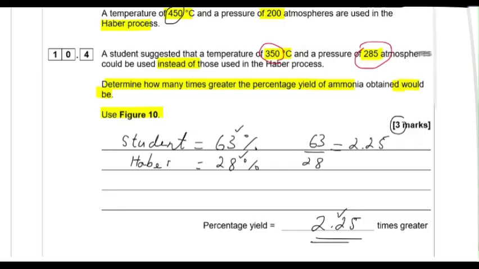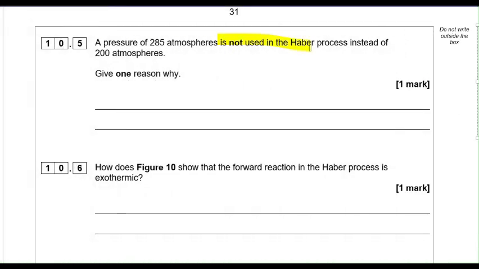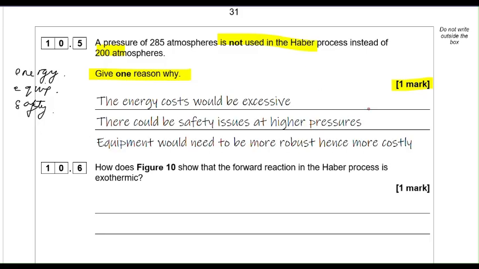Question 10.5. A pressure of 285 atmospheres is not used in the Haber process. Give 1 reason why for 1 mark, and there are a number of reasons. Usually it's to do with energy, the equipment needed to have a high pressure, and safety issues. So you could put down here on the answer grid, the energy costs would be excessive, there would be safety issues at high pressures, or the equipment would need to be quite strong and robust and therefore more costly. Any 1 from 3.